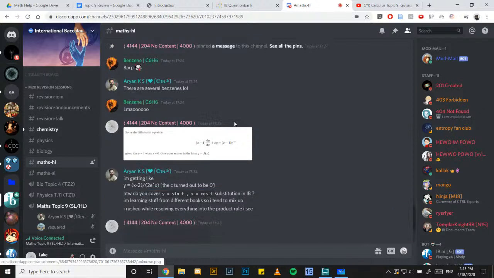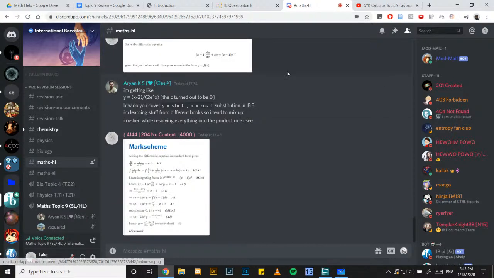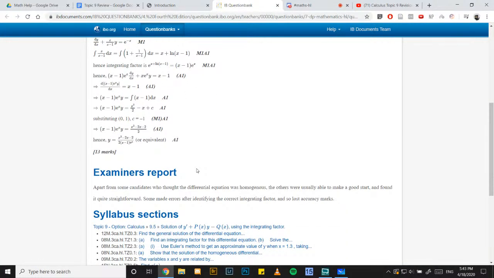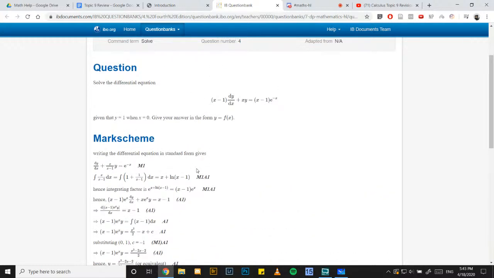That's 13 marks. So you could easily spend like 20 minutes on this question. It's intense. But the real thing is that you shouldn't be spending 20 minutes on this question, because you should be able to get it much faster, because you should know how to do it. Okay, so that's it.